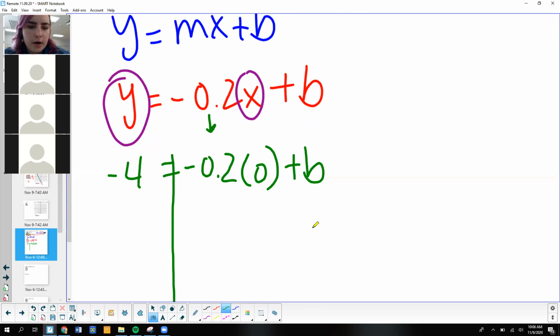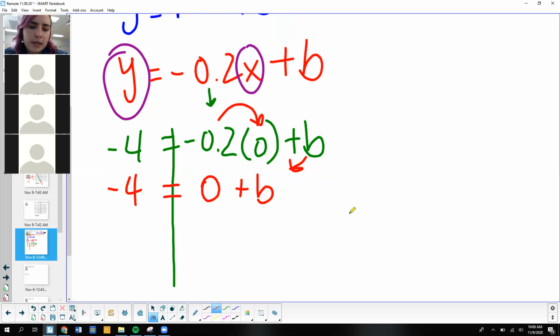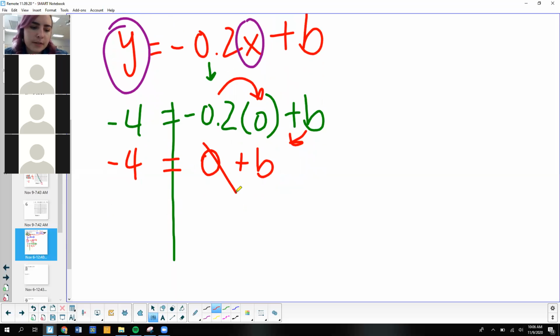Okay. All right. So for this one, left side, I can't do anything. So I'm going to bring down my -4. On the right side, we're taking -0.2 times 0. So we're just multiplying -0.2 times 0, which anything times 0 is just 0. So that combined is just 0 plus b, because we're just bringing down that b. So now I've got -4 equals 0 plus b. Well, this 0 doesn't really exist anymore because it's just 0, so I don't really have to do anything with it. So I'm just going to cancel that out.